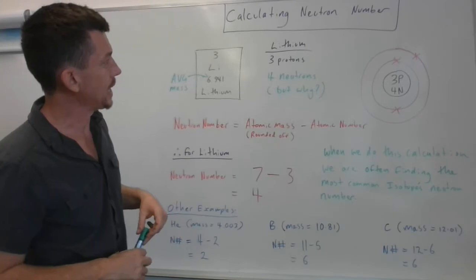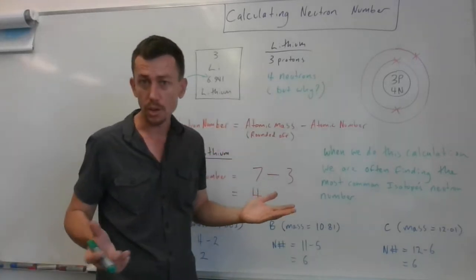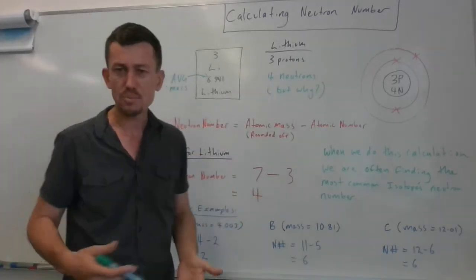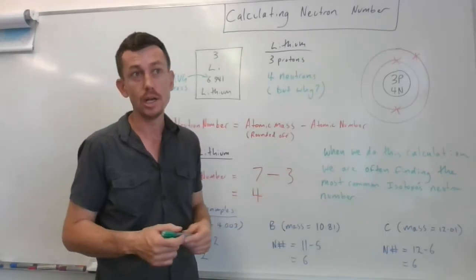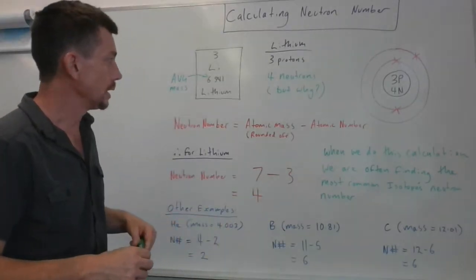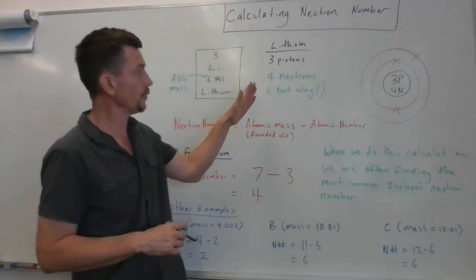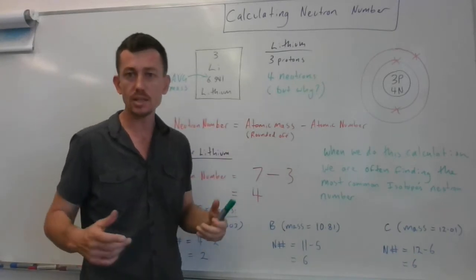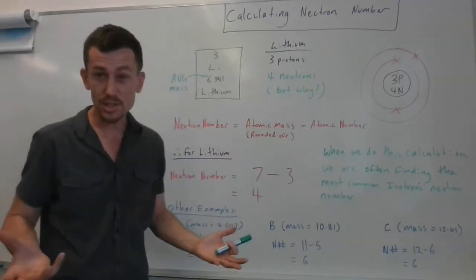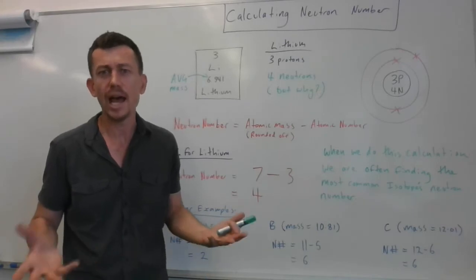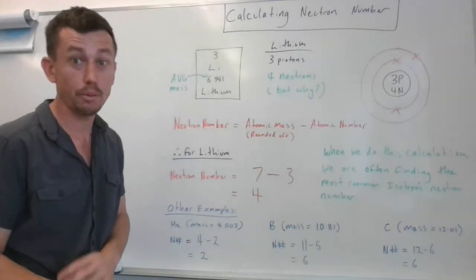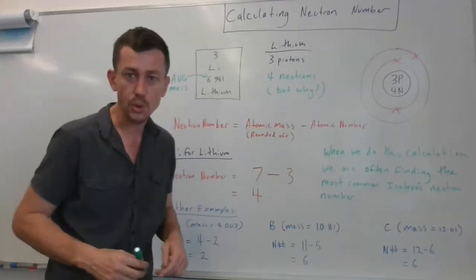If I know that there's other lithiums out there with maybe 3 neutrons, maybe 5 neutrons, why do I do the one with 4? Well, we sort of assume that 4 neutrons is the number of neutrons that most lithium atoms have. But how do we come to this assumption? Well, we've got an equation for it. So let's have a look.